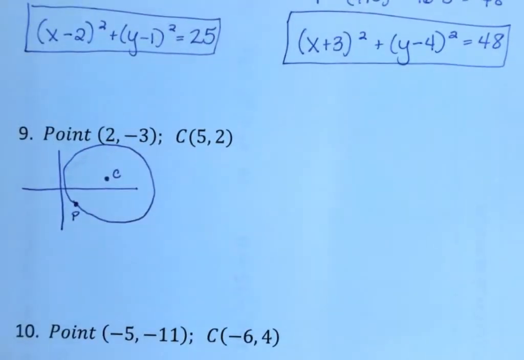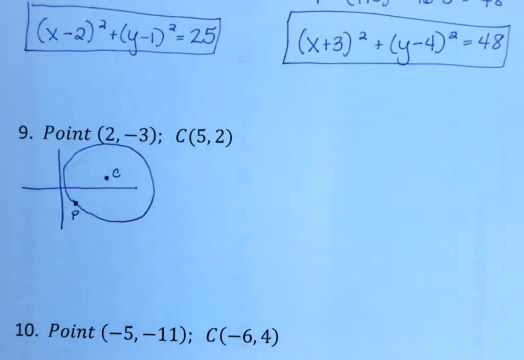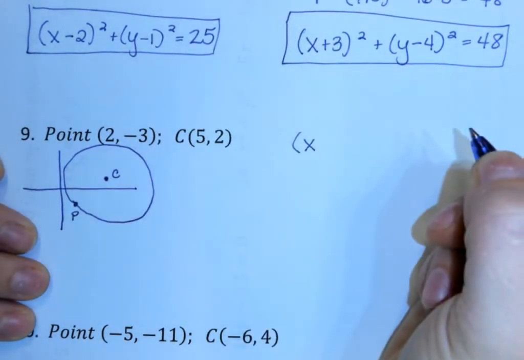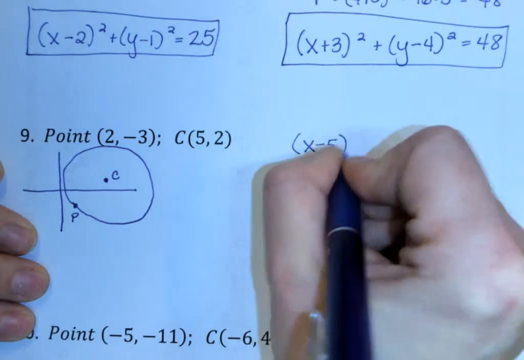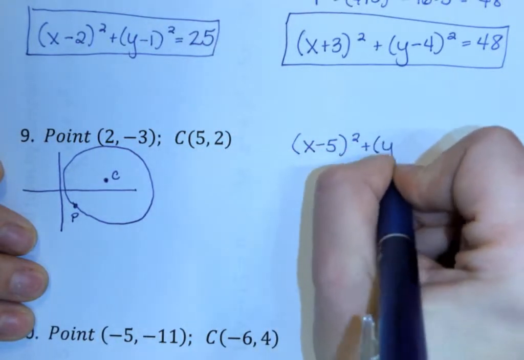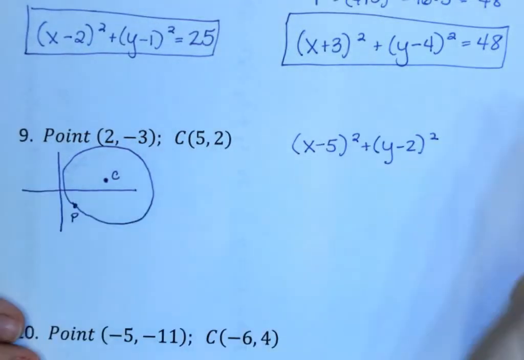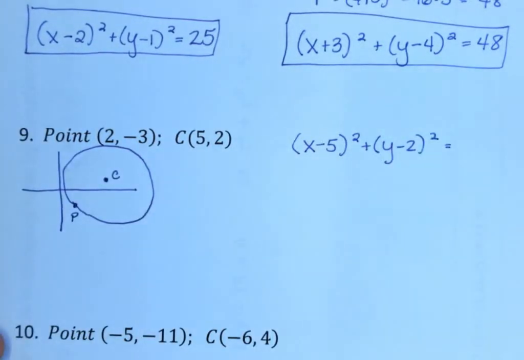So basically what we've given here is a really horribly drawn circle and kind of an idea of what's going on. Okay, so I know what my center is. I know it's going to be x minus 5 squared plus y minus 2 squared. I don't have a radius.